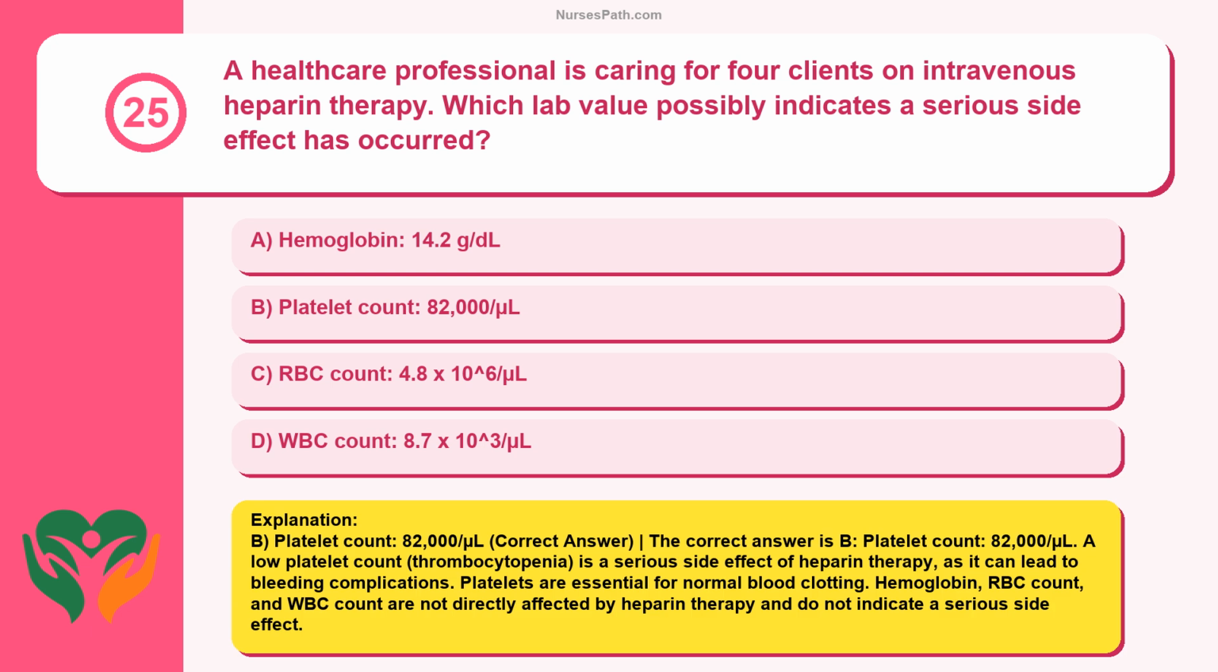B. Platelet count, 82,000/µL. Correct answer. The correct answer is B. Platelet count, 82,000/µL. A low platelet count, thrombocytopenia, is a serious side effect of heparin therapy, as it can lead to bleeding complications. Platelets are essential for normal blood clotting. Hemoglobin, RBC count, and WBC count are not directly affected by heparin therapy and do not indicate a serious side effect.